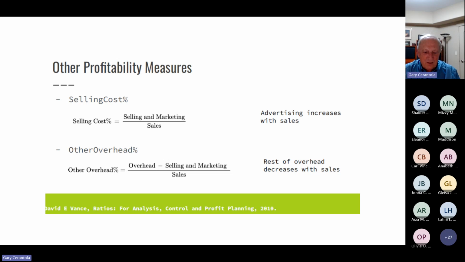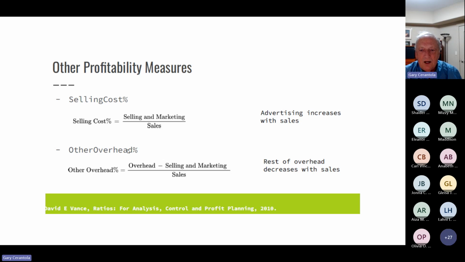And there's other profitability measures. And why? It's because sometimes, depending on the nature of the business, some different functions will tell you more about your business success than others. And so that's why you really should understand, what's it costing you to sell things, right? So what's your selling cost percentage? Well, that's the selling and your marketing expenses divided by your sales times 100.